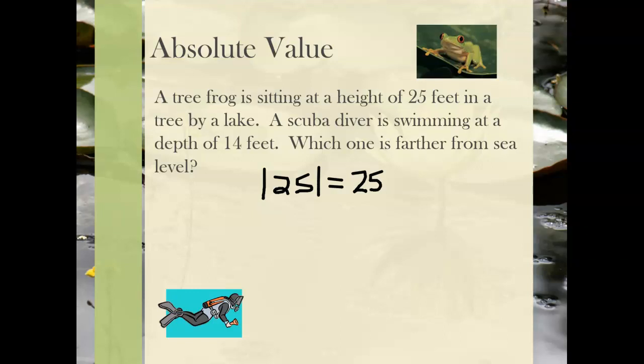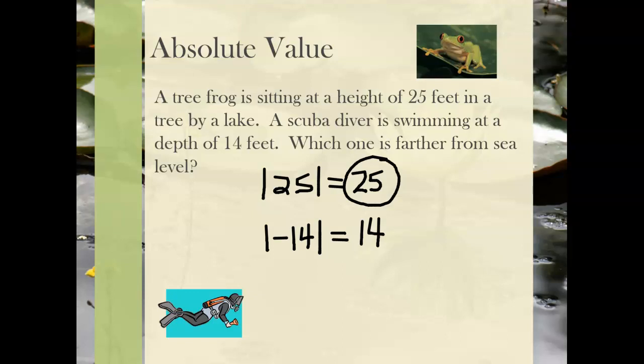The scuba diver is at a depth of 14 feet. The scuba diver is below sea level, so the integer that represents it is -14. The distance from sea level would be 14 units, and so the absolute value of the scuba diver is 14. The tree frog is further from sea level because it is 25 units away, and the scuba diver is only 14 units away.